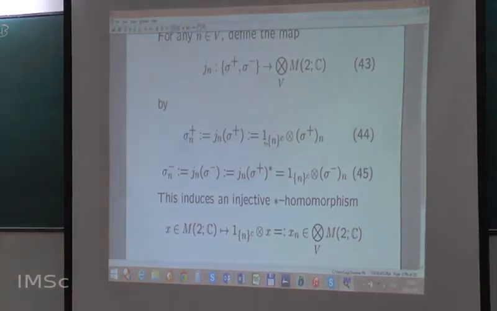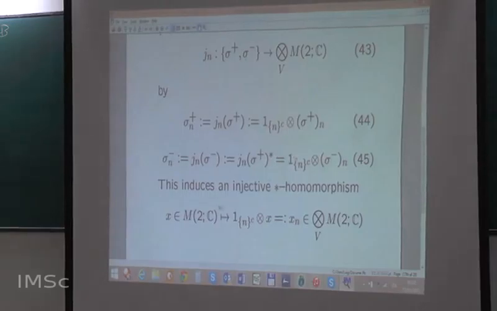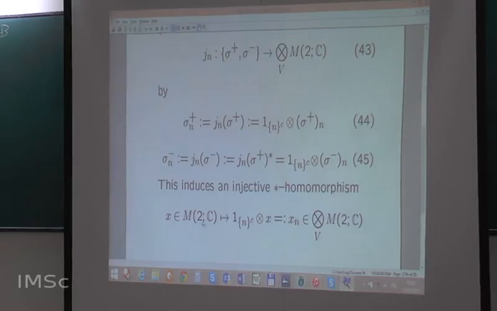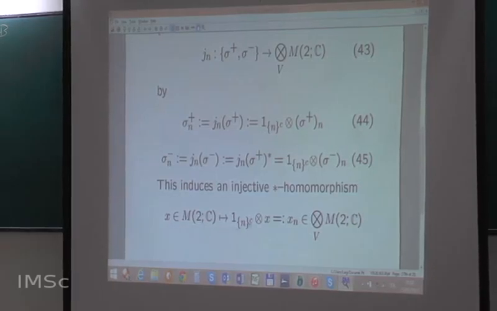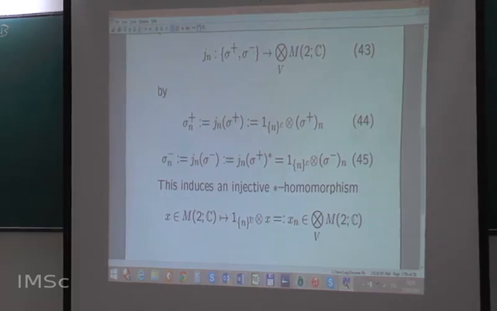Now, we take the very simple embedding, which is the so-called tensor embedding, and the tensor embedding is essentially characterized by this property. I take an arbitrary vector, an arbitrary 2x2 matrix, and I associate the element of the infinite tensor product, which on the nth factor is equal to x, and everywhere else is equal to the identity. NC means the set theoretical complement. So I have identity on the set theoretical complement.